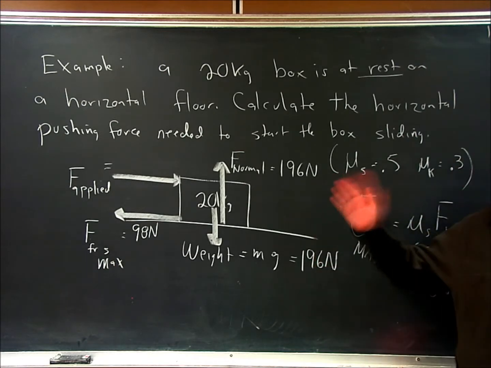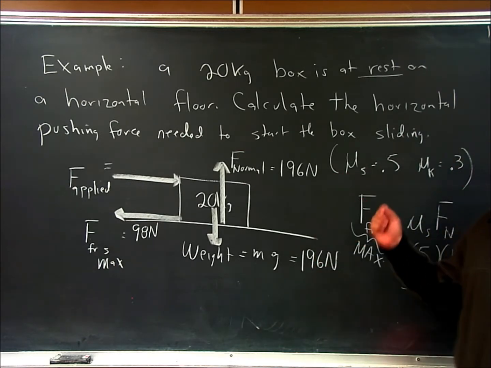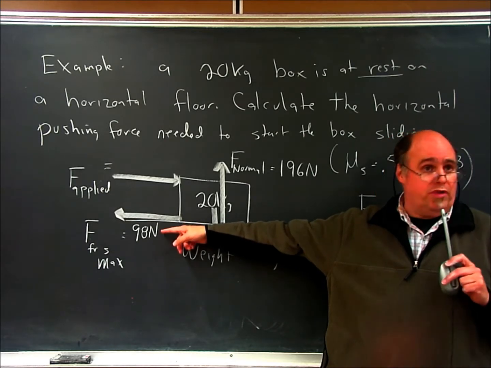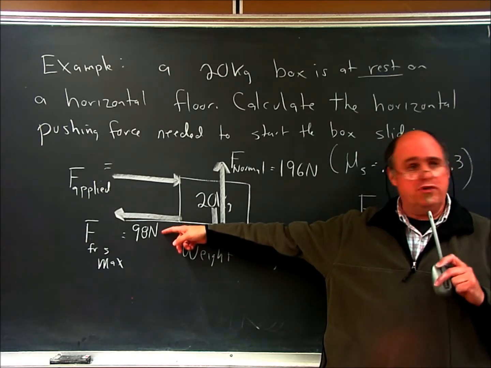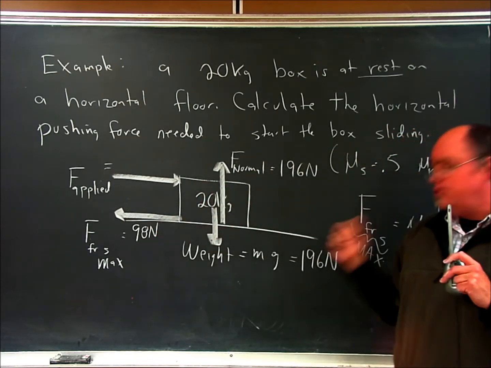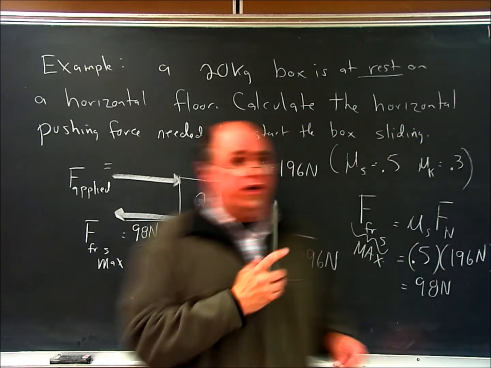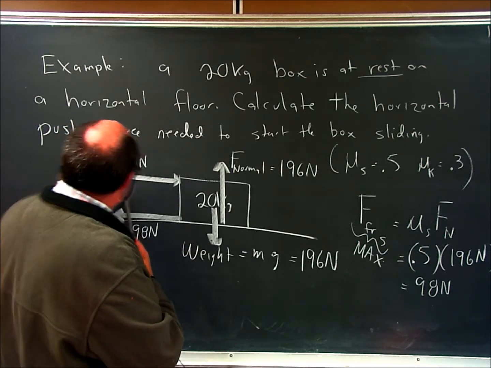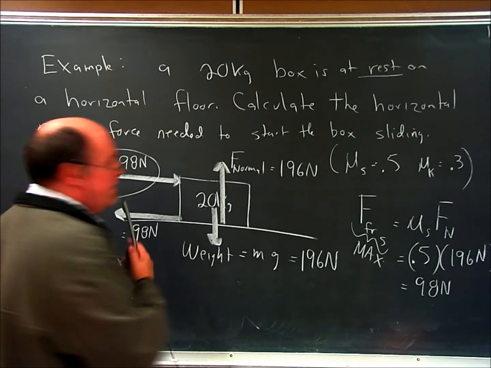So if I want this box to just begin to slide, if I push it with any other number lower than 98, it won't slide. If I push it with 50, it won't slide. If I push it with 90, it won't slide. If I push it with 97.5, it won't slide. If I push it with 98, it will break free and it will start to slide. So my answer would be 98 newtons. And then it will slide.